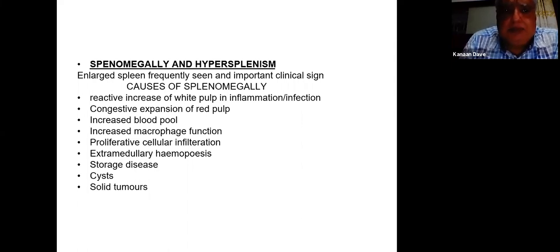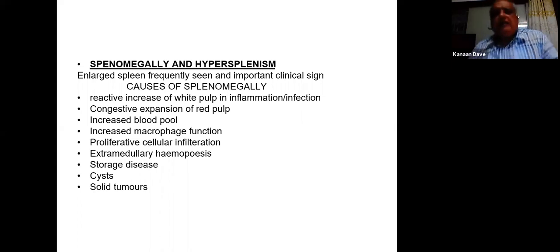We may have increased blood pool within the spleen, increased macrophage function, either due to infection or inflammatory causes again. And then we may have proliferative cellular infiltration. So the leukemias and the lymphomas would be included in this group. I did mention extramedullary hemopoiesis. So if the spleen reverts to its hemopoietic function, then it will definitely enlarge. And then there are various types of storage disorders.